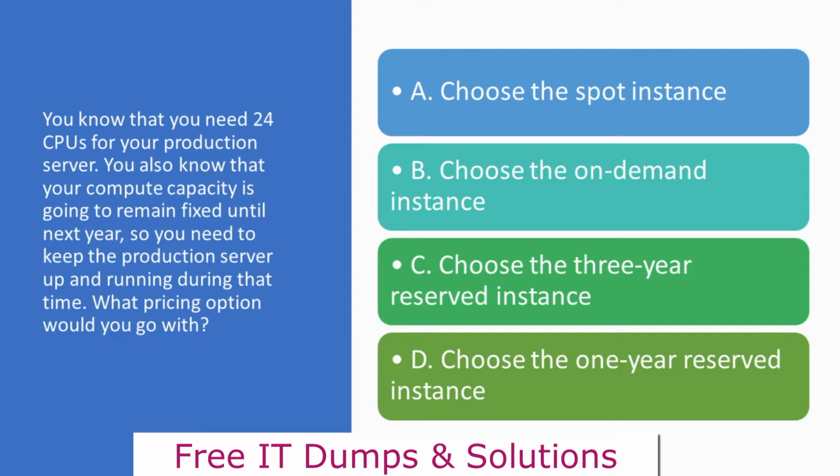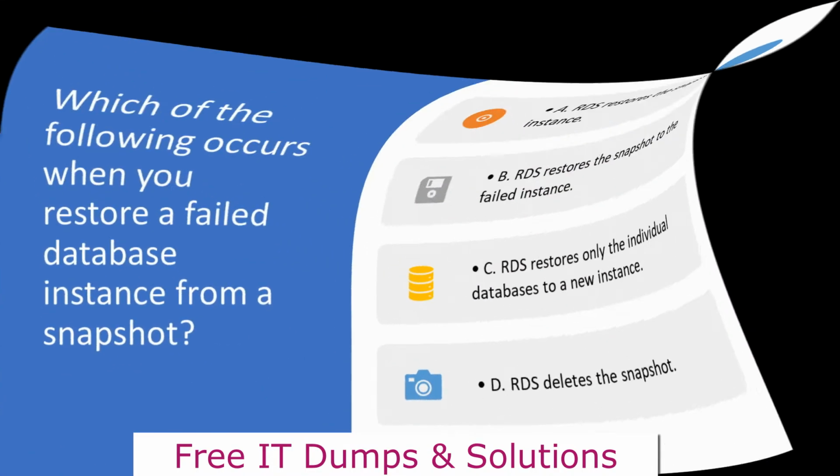Correct answer for this question is option D. Choose the 1-year reserved instance. Because we can't choose a spot instance, since the spot instance can be taken away at any time by giving notice. On-demand won't give us the best pricing since we know we will be running the server all the time for the next year. Since we know the computation requirement is only for 1 year, we should not go with a 3-year reserved instance. Rather, we should go for a 1-year reserved instance to get the maximum benefit. Let's talk about the next question.